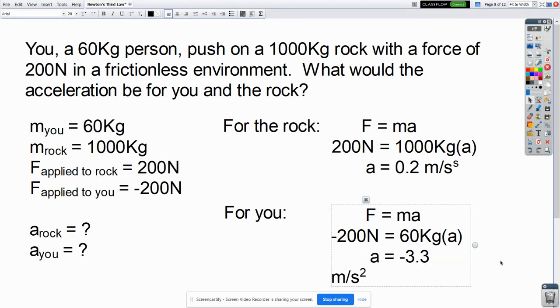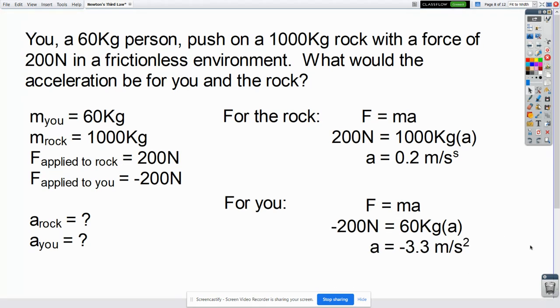A much higher acceleration than what we got with the rock. So like I said back in Newton's first law, if you were trying to push a 1-ton rock in space, you would go flying backwards, and you would go flying backwards at a pretty significant speed. The rock might move forward, but it's going to move forward very, very slowly.